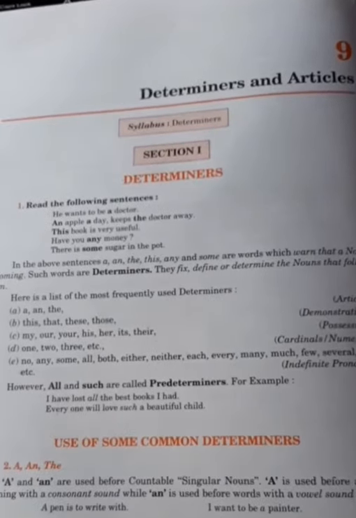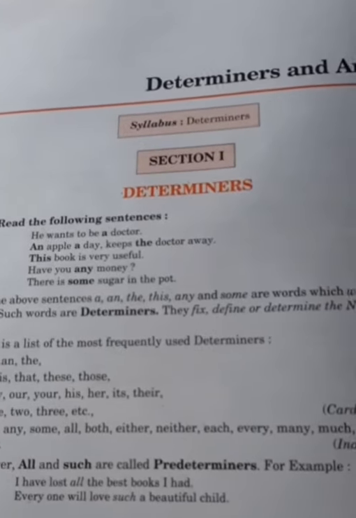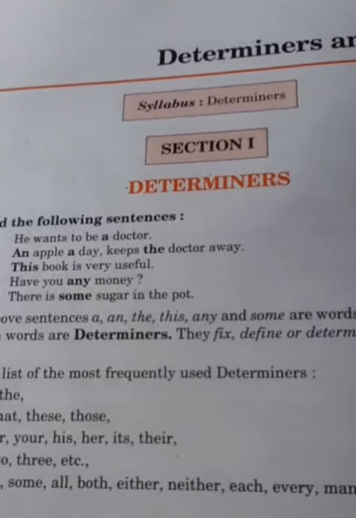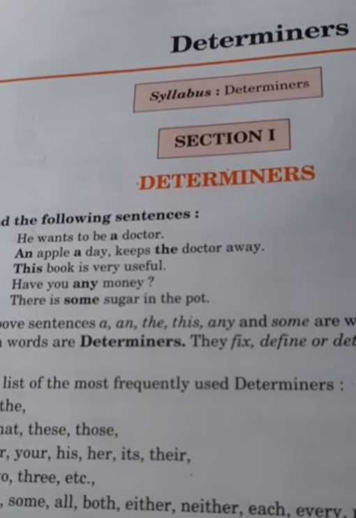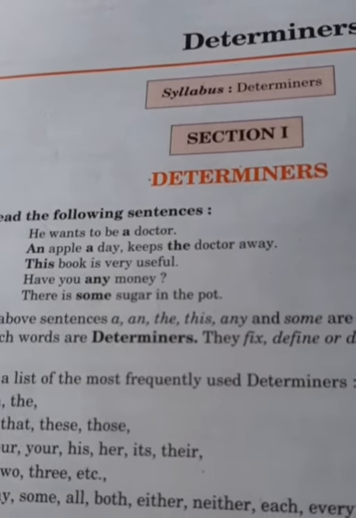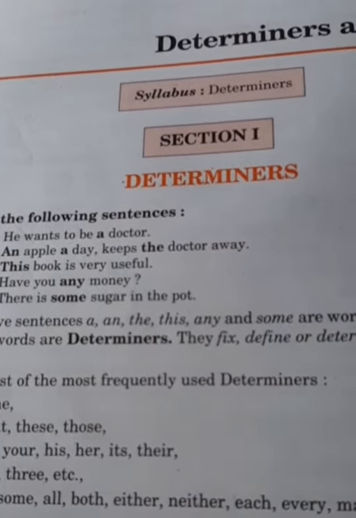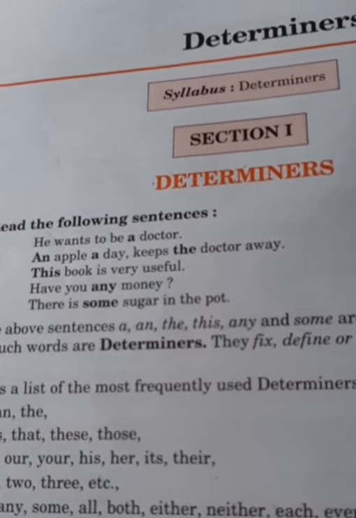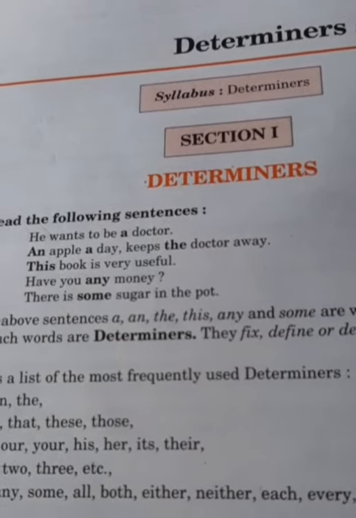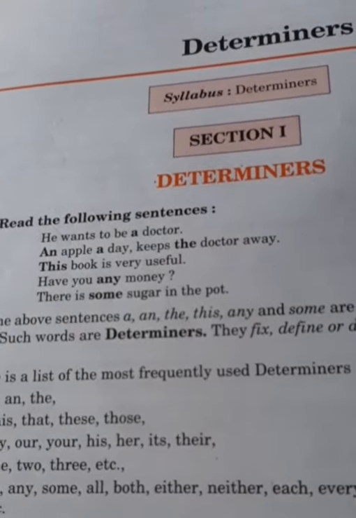Now let's look into the following sentences at first. He wants to be a doctor. An apple a day keeps the doctor away. This book is very useful. Have you any money? There is some sugar in the pot.